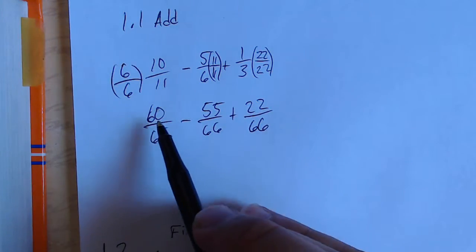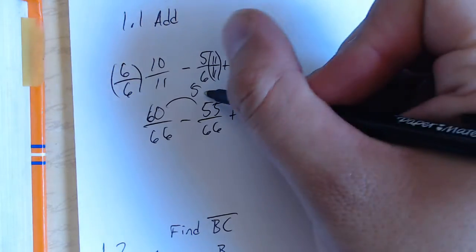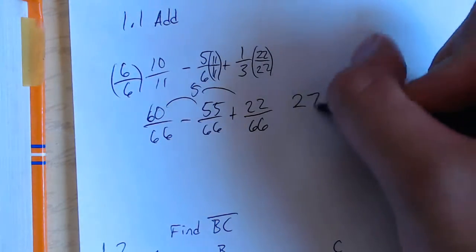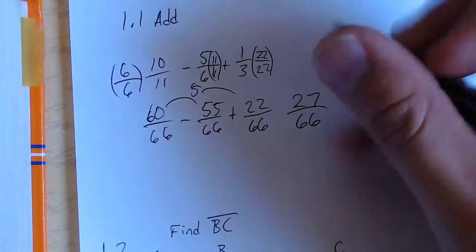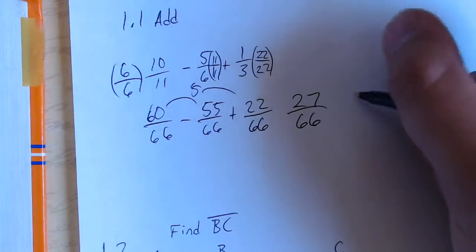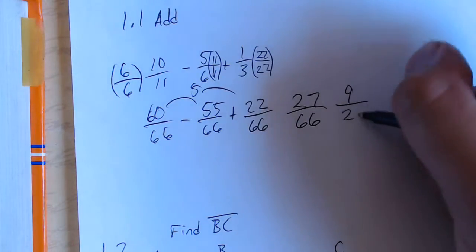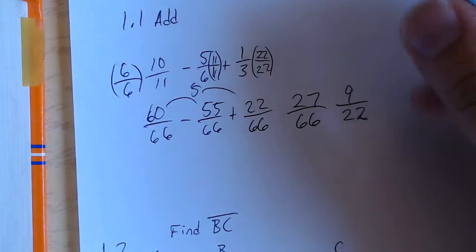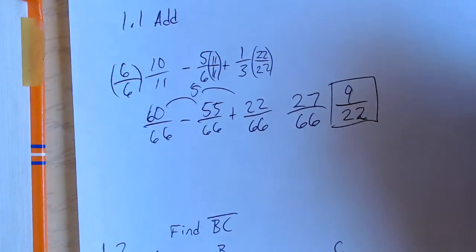From here, all we have to do is just add these numbers. So 60 minus 55 gives us 5. 5 plus 22 gives us 27 over 66. And these both can be divided by 3. 3 goes into 27 9 times, and as we saw up here, 3 goes into 66 22 times. This number can't be reduced anymore, so that makes 9 over 22 our final answer.